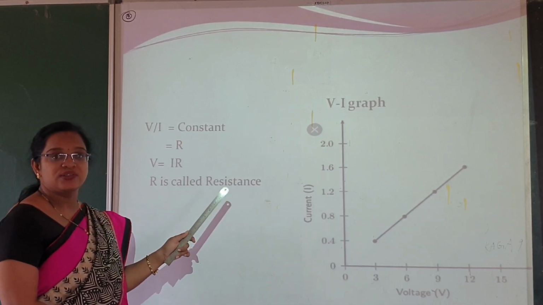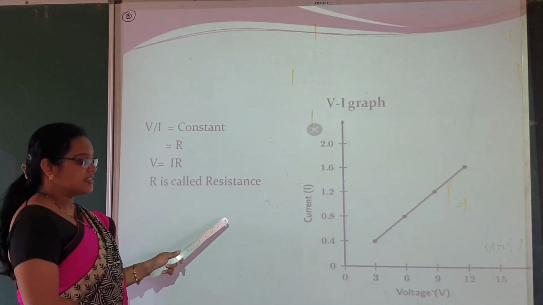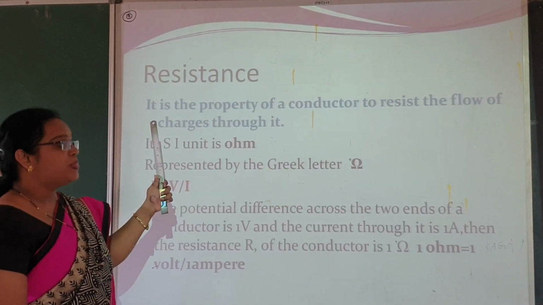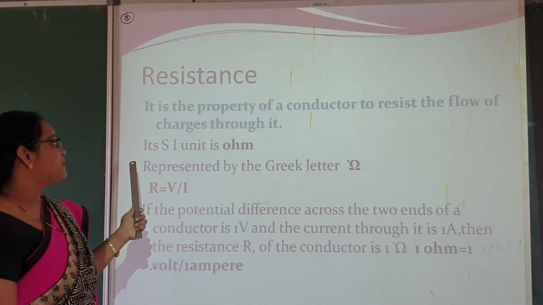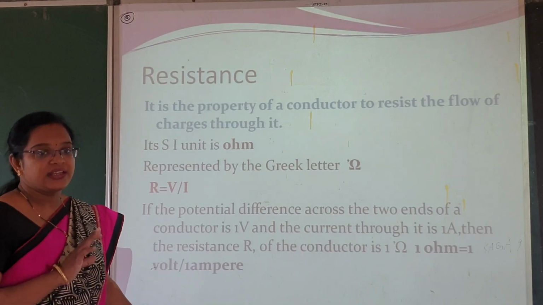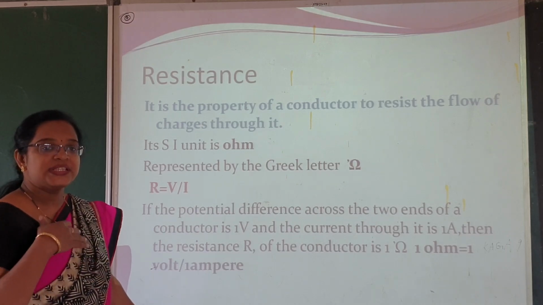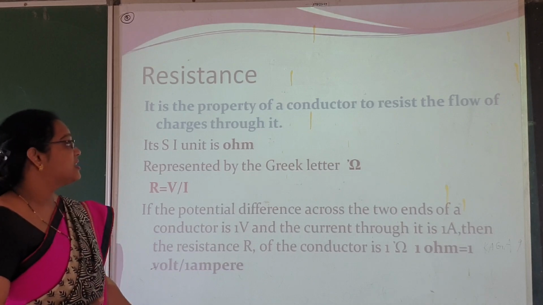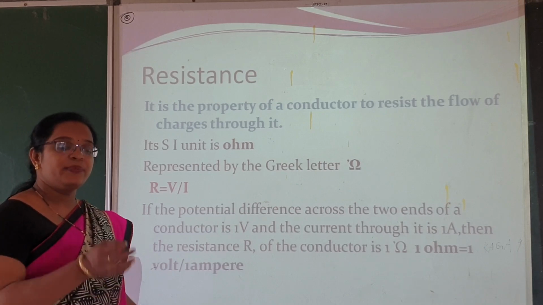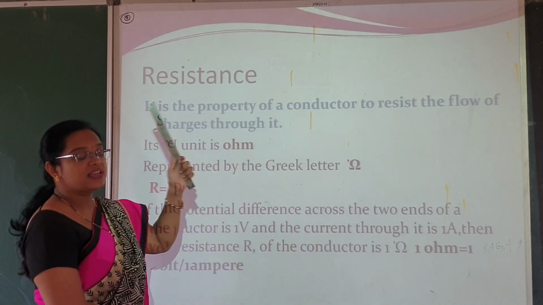Resistance is another property of the conductor. So what is this resistance? Resistance is the property of a conductor to resist the flow of charges through it. The flow of electrons constitutes an electric current, but some property of the conductor opposes the electrons' movement. That is called resistance. Electrons are not moving freely in the conductor. There is some opposition, and that is what we call resistance.